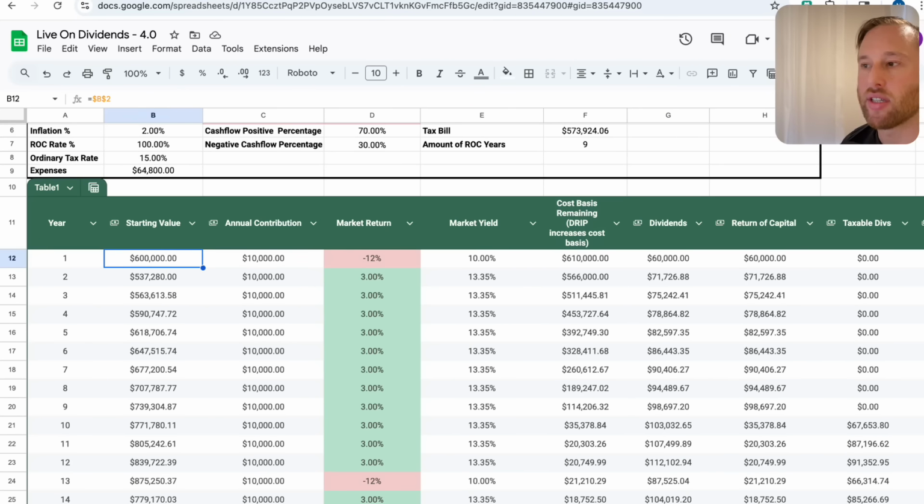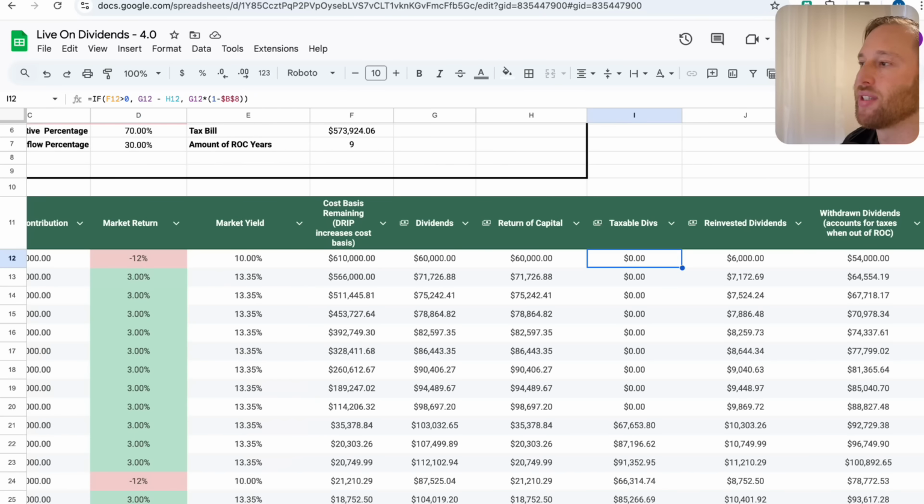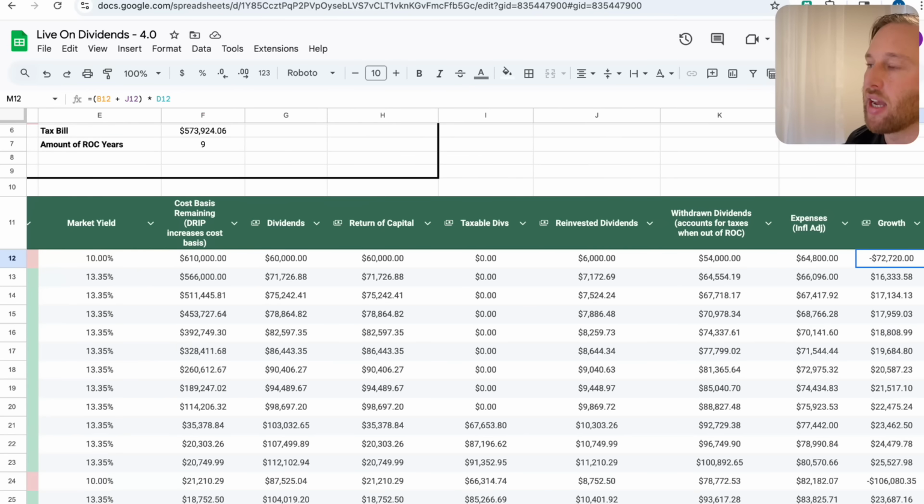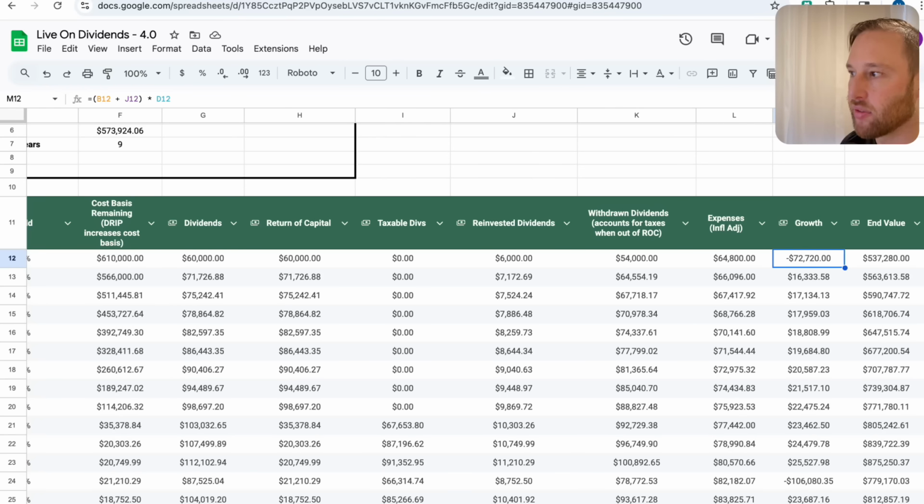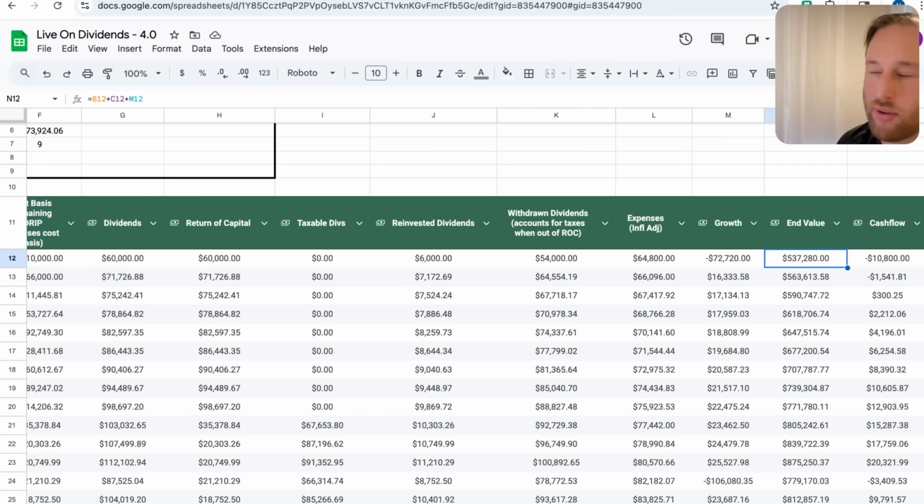Year one, 600K starting value, annual contribution of 10K. In year one, we already had a negative 12% return. So really total return of negative 2% in total. The cost basis here, 610K, because we added in an extra 10K. Our dividends, 60K, no taxable dividends. We're reinvesting 6K and we're withdrawing 5,400 to live on. We had a negative growth, right? In this case, the end value is going to be weaker at 537K.